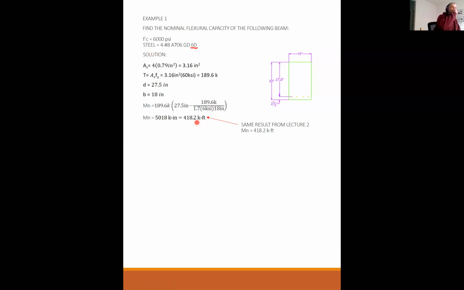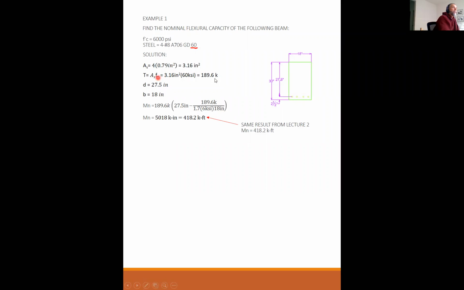Okay? Now, to the question at hand. Why is this 6 KSI? The equation, let's go back to the equation for a second. The equation for Mn for singly reinforced concrete: AsFy (d minus AsFy over 1.7 f prime c b).